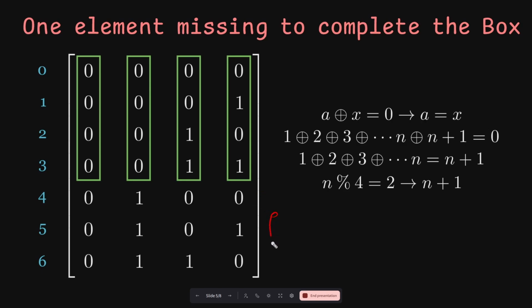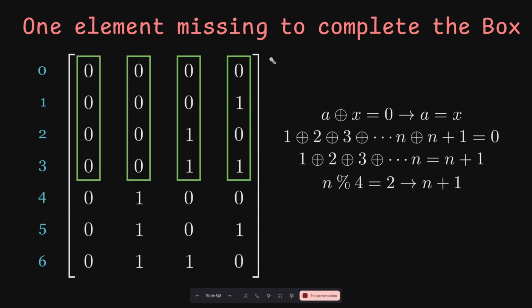Then let's discuss what happens when there is one element that is missing, and that is why the last box is not being created. In other words, what happens when 3 elements are outside the box? So saying that 3 elements are outside the box is identical to saying that one element is missing from the box being completed. So you can use another property of XOR, that is, if a XOR x is equal to 0, you can transfer this x to the right hand side.